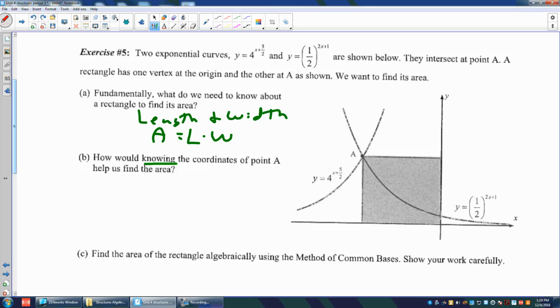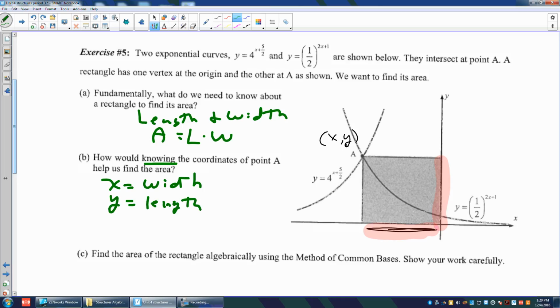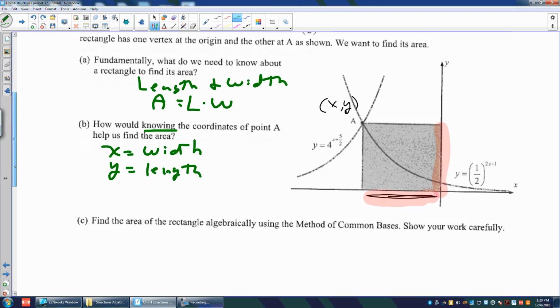Well, the coordinates of point A are (x, y). And x is that far. That's x. And y is how high it is. It's that far. The length and the width. So I'm going to say that x, since it's the shortest side, is the width, and y is the length. Now, if you said width and height or something like that, same thing.